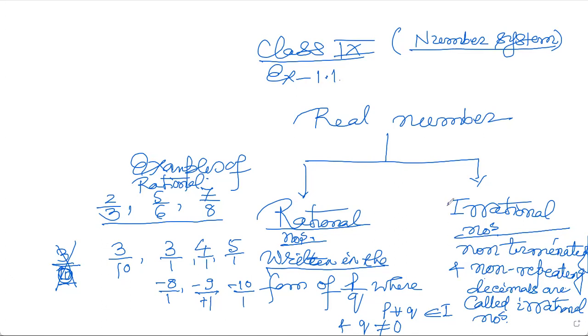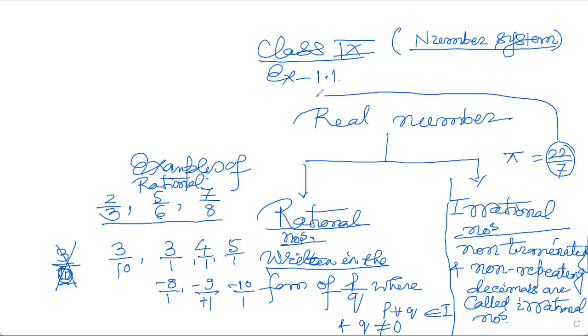The examples of this are pi, which was discovered by some mathematician in earlier times. Pi. Actually, pi is taken as 22 by 7. So when it is 22 by 7, then it goes in the definition of a rational number, because both 22 and 7 belong to integer and 7 is not equal to 0.